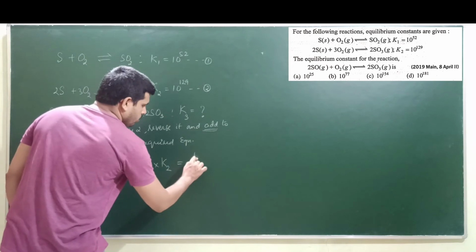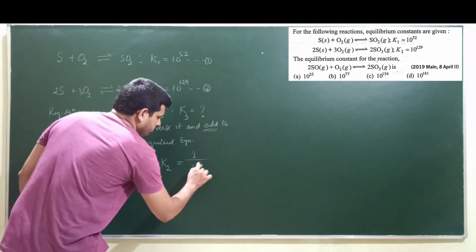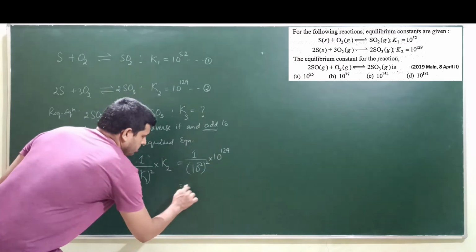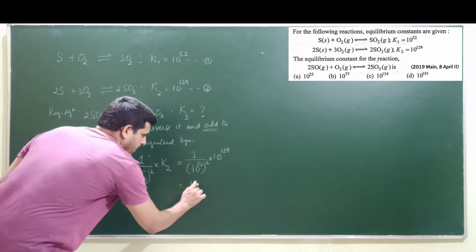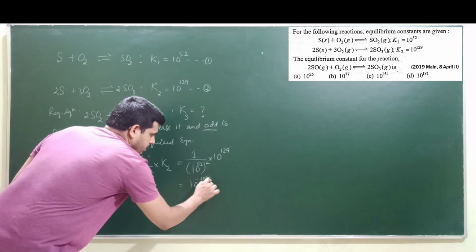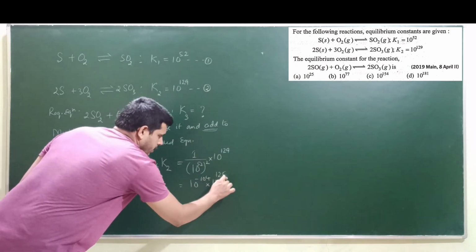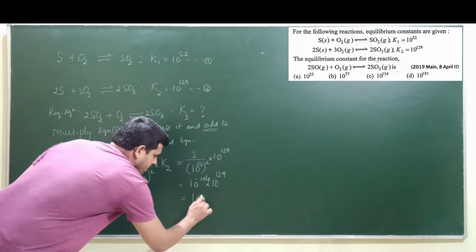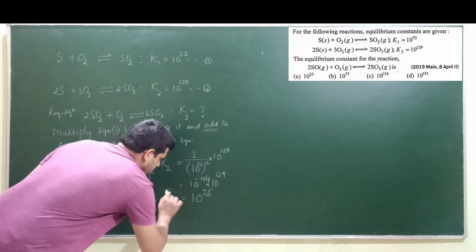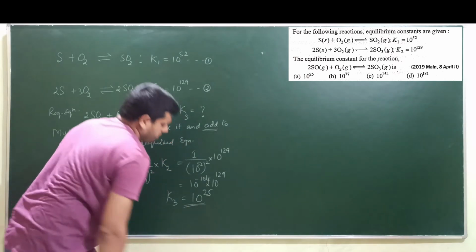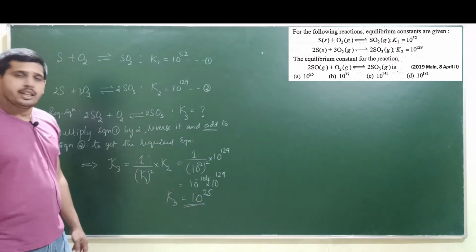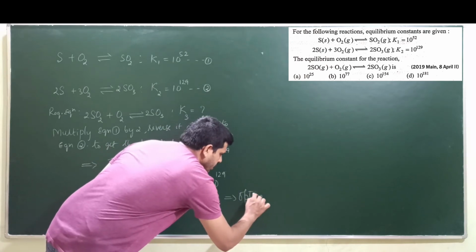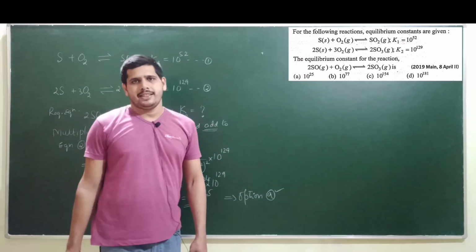This is nothing but 1 divided by 10 to the power of 52 the whole square, into 10 to the power 129. So I'll write this as 10 to the power minus 104 into 10 to the power of 129. Am I right? Yes. Now this sum is 10 to the power of 25. So that will be our required equilibrium constant. Got it? Now which is the option, dear students? This implies option A as the right answer. That's it.